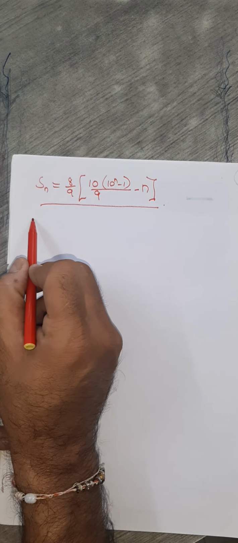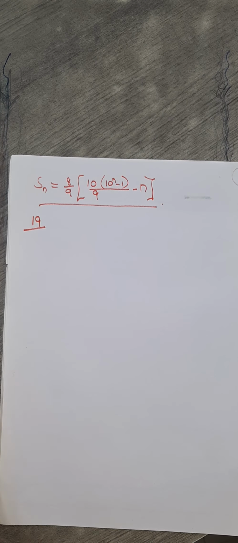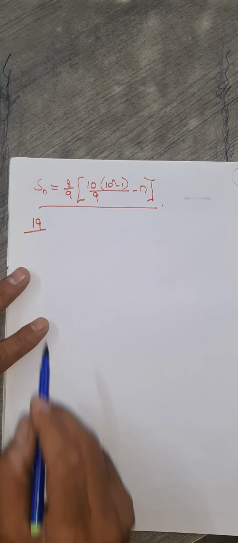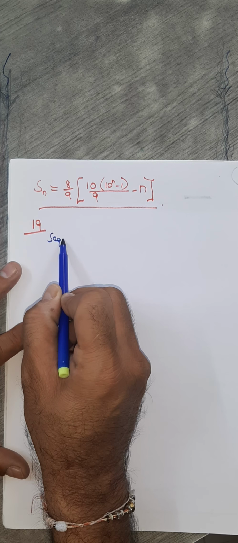Okay. Next question, question number 19 here. In the 19th question, see what it says. Please read the 19th number. Yes, find the sum of products of the corresponding terms of these sequences. Okay. So you are given two sequences.